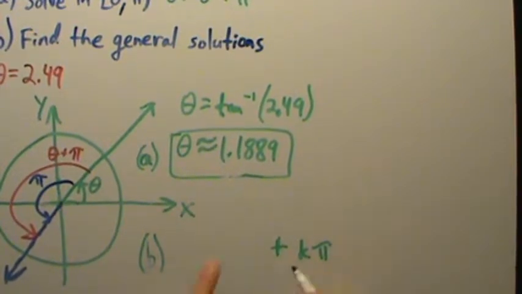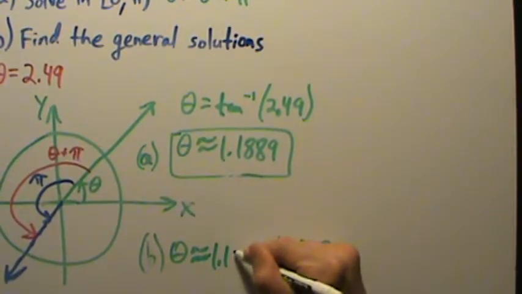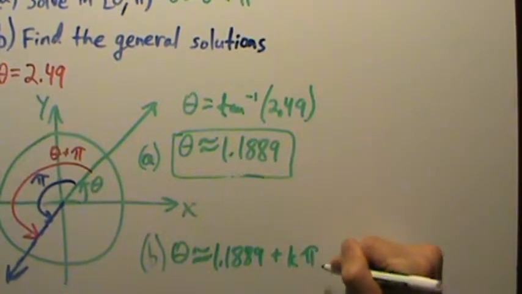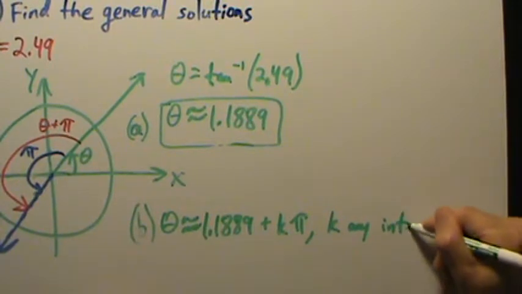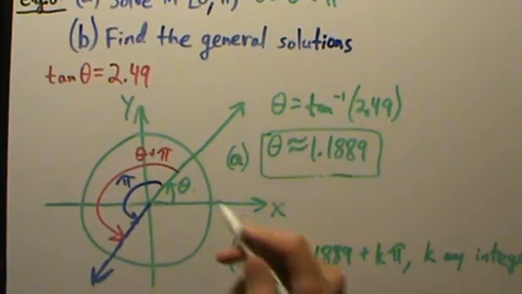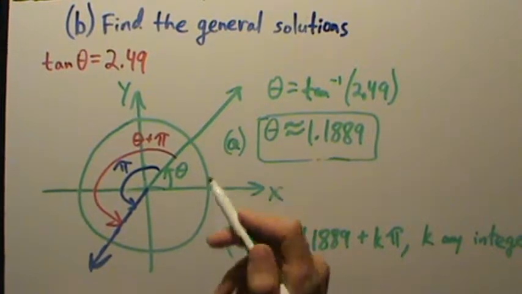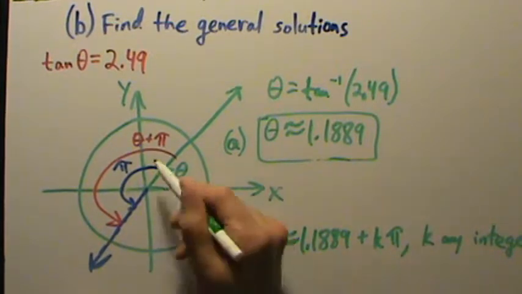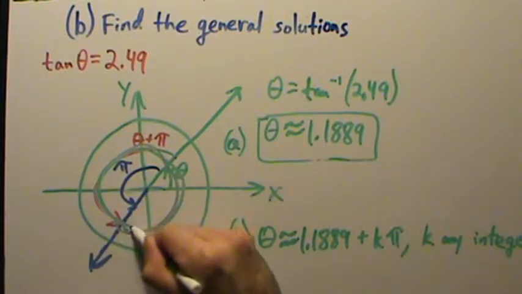So we say theta is approximately equal to 1.1889 plus k pi, where k is any integer. And this time I do have room to write the whole thing. If k is 1, then that represents what we just drew here. 1.1889 plus 1 times pi is going to put us here. If we add pi again, that's going to put us here. So k is 1, k is 2, k is 3, k is 4, k is 5, and so on and so forth.